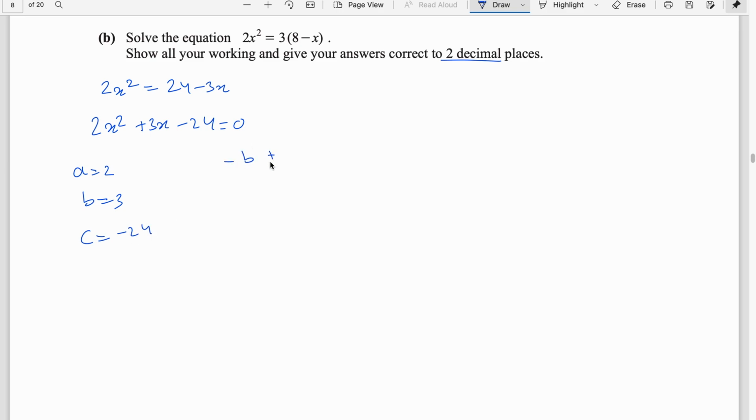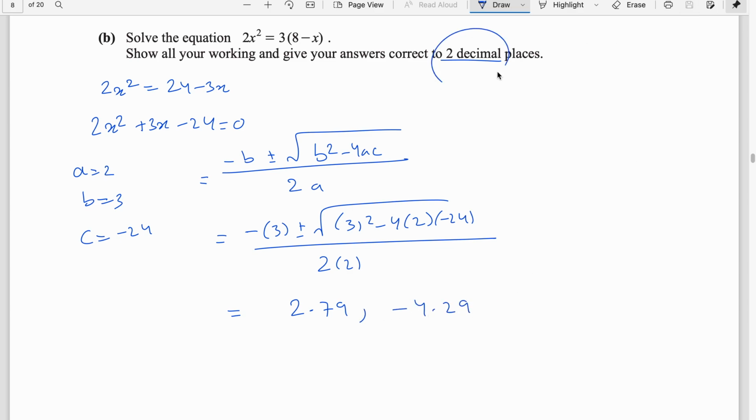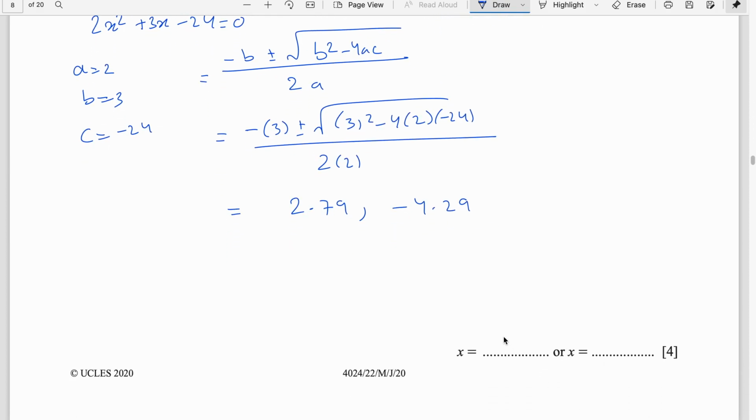So minus B plus minus square root B square minus 4AC over 2A. B is 3 plus minus square root 3 square minus 4, A is 2, C is minus 24, over 2A. Make use of your machine and you get 2.79 and minus 4.29 up to 2 decimal places. And do write your answers in the answer space.